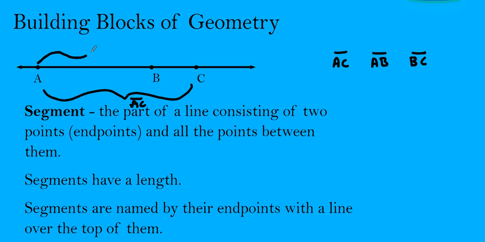AB is this one. And BC is this one. All of them have lengths. All of them are still named with two capital letters, but they're more specific now. They're more specific points. And the symbol over the top of them is just a little bit different.